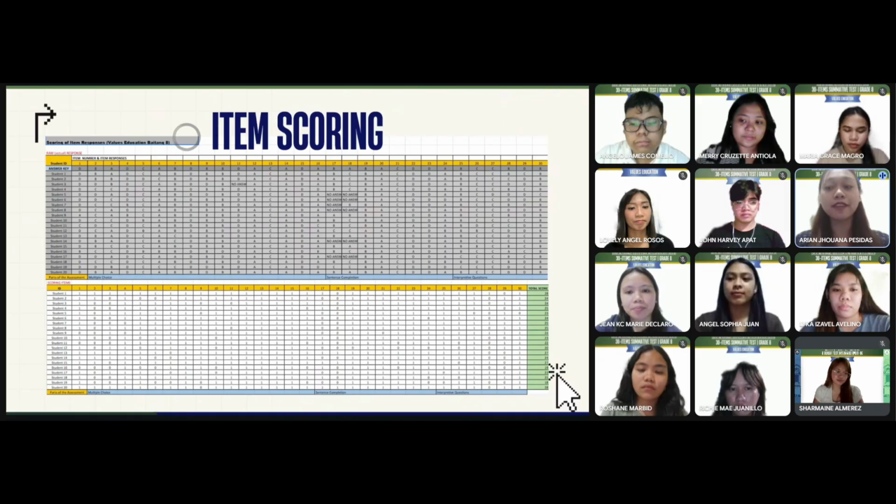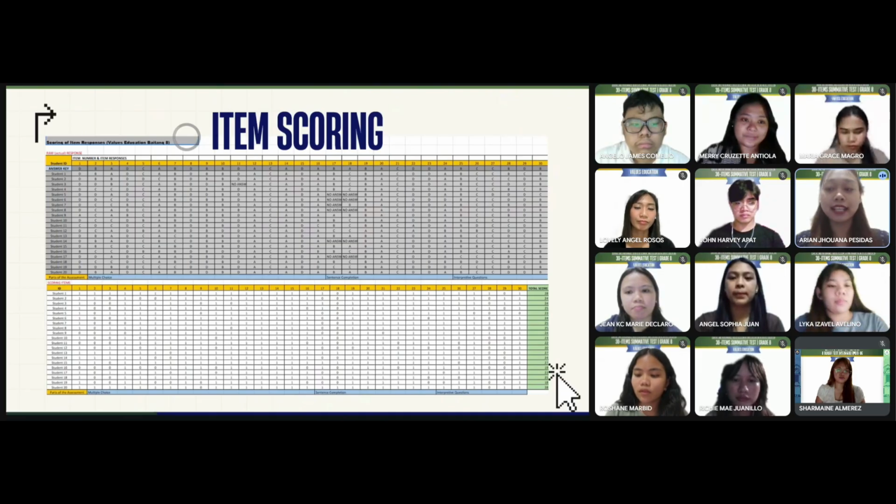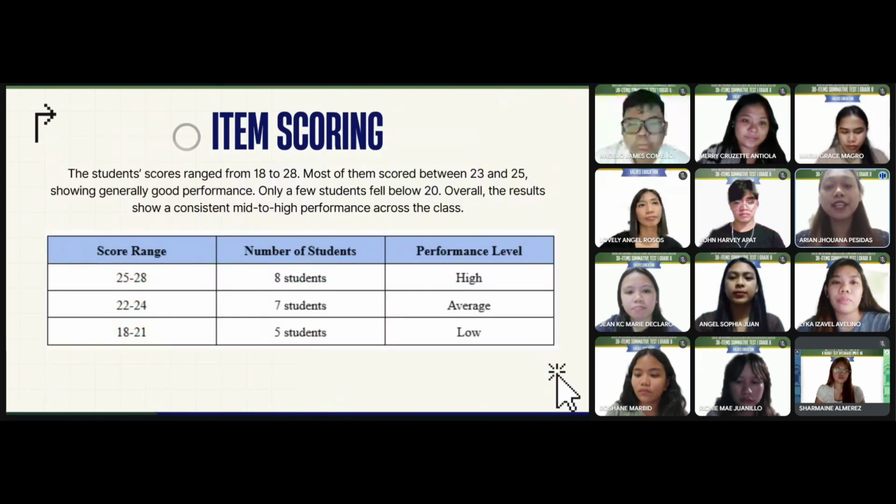We also saw that several students did not follow instructions in the sentence completion section. Some responses were incomplete, while others did not follow the required format. When we look at the summary of the item scoring, next slide please. Most of these students scored between 20 and 28 points, with 28 as the highest and 18 as the lowest.